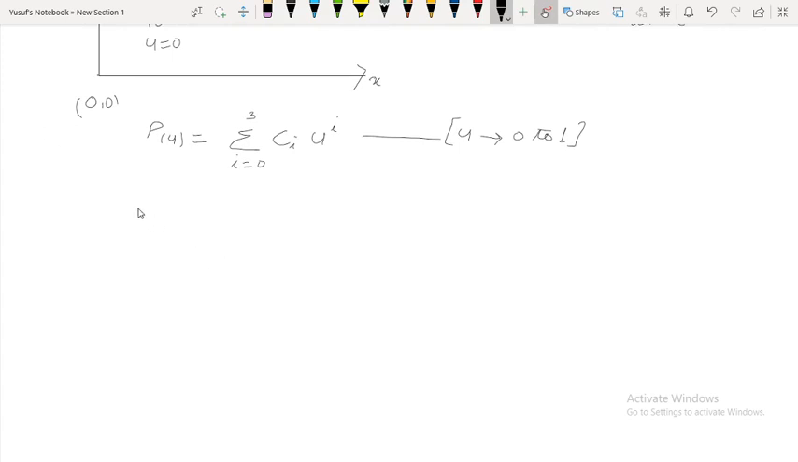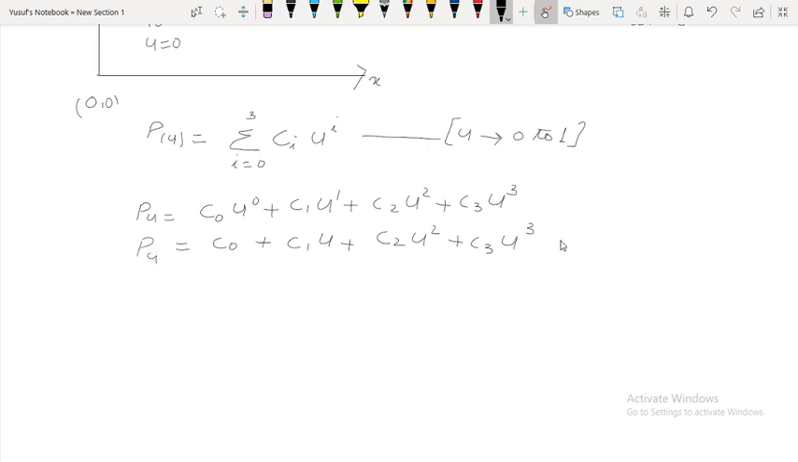P of u, you can write like this. First, i is equal to 0, so C0 u raised to 0, plus then i equal to 1, C1 u raised to 1, plus C2 u raised to 2, plus C3 u cube. So here in the summation sign I have taken 0 to 3, so up to 3 you have to write. So here we can write C0 u0 will be 1, plus C1 u raised to 1 will be u, plus C2 u square plus C3 u cube. So this is the equation to calculate the points on the curve. Suppose this is equation number 1. By using this equation, we can calculate the points on the curve.